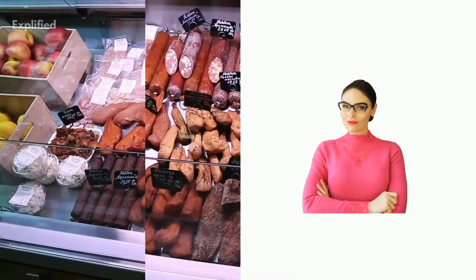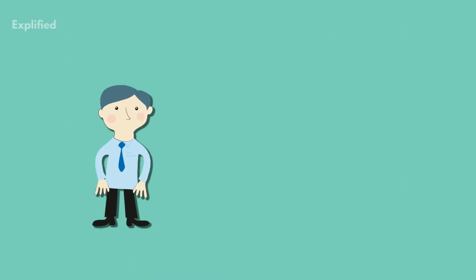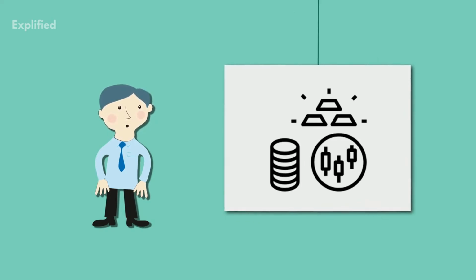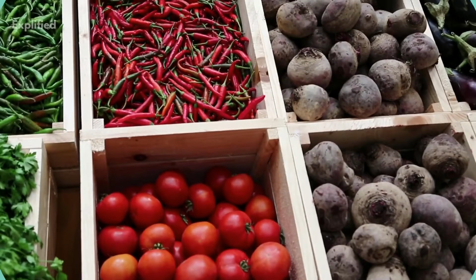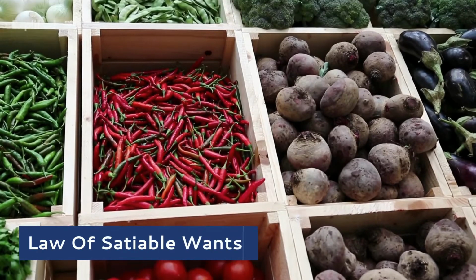As you understand, an individual's want for a particular commodity gets satiated when he or she consumes more and more of it. After a certain stage, the individual is not willing to consume the commodity anymore. Because of this reason, the law of diminishing marginal utility is also known as the law of satiable wants.